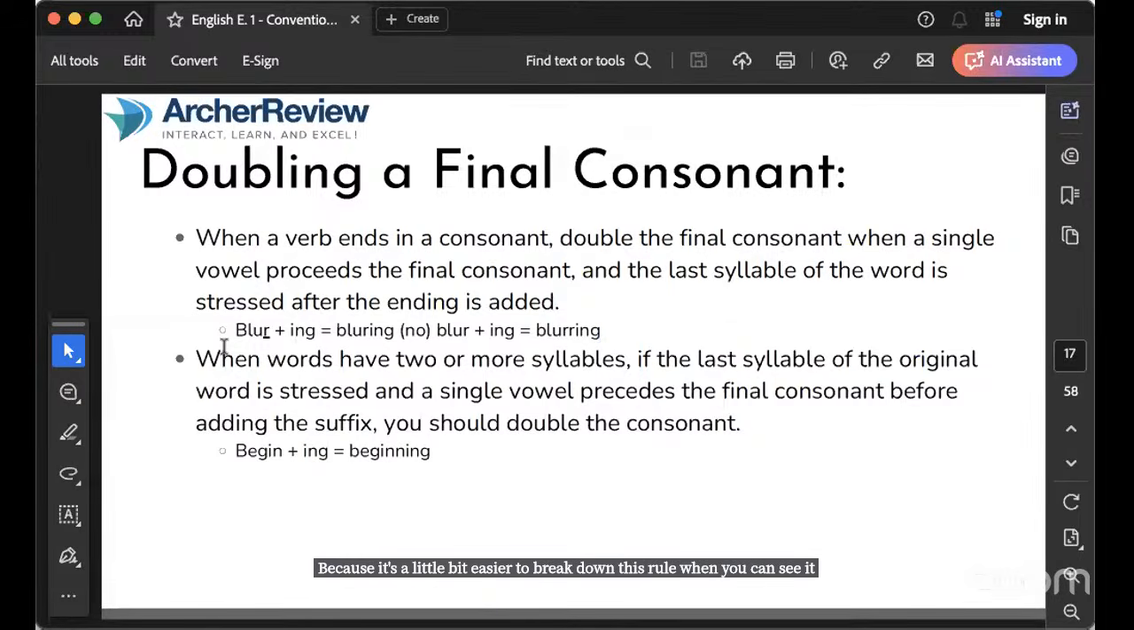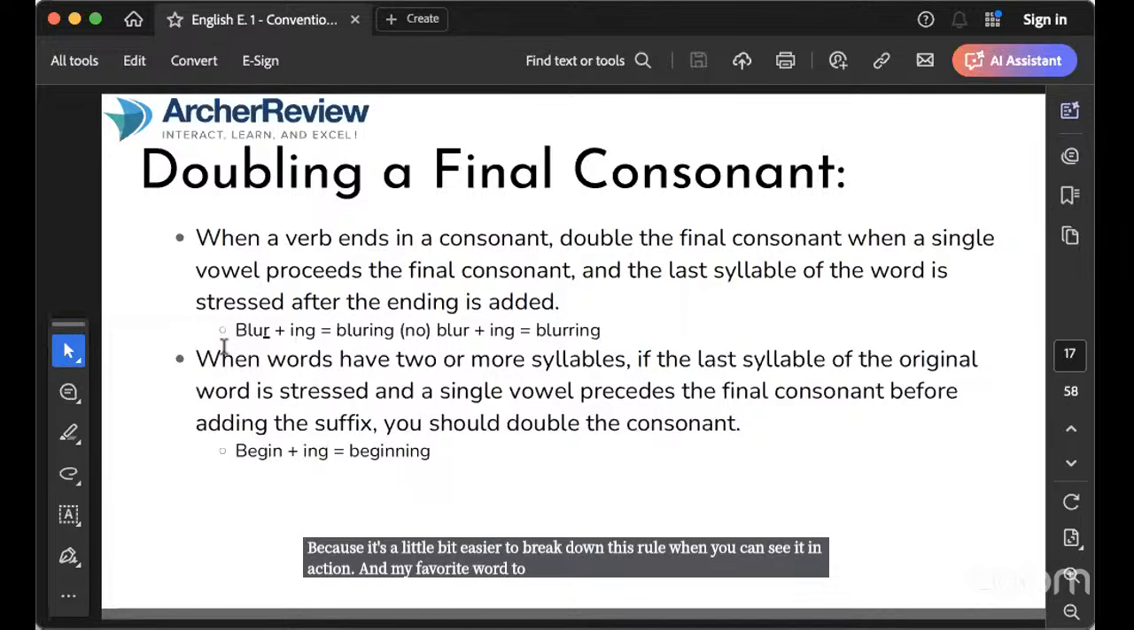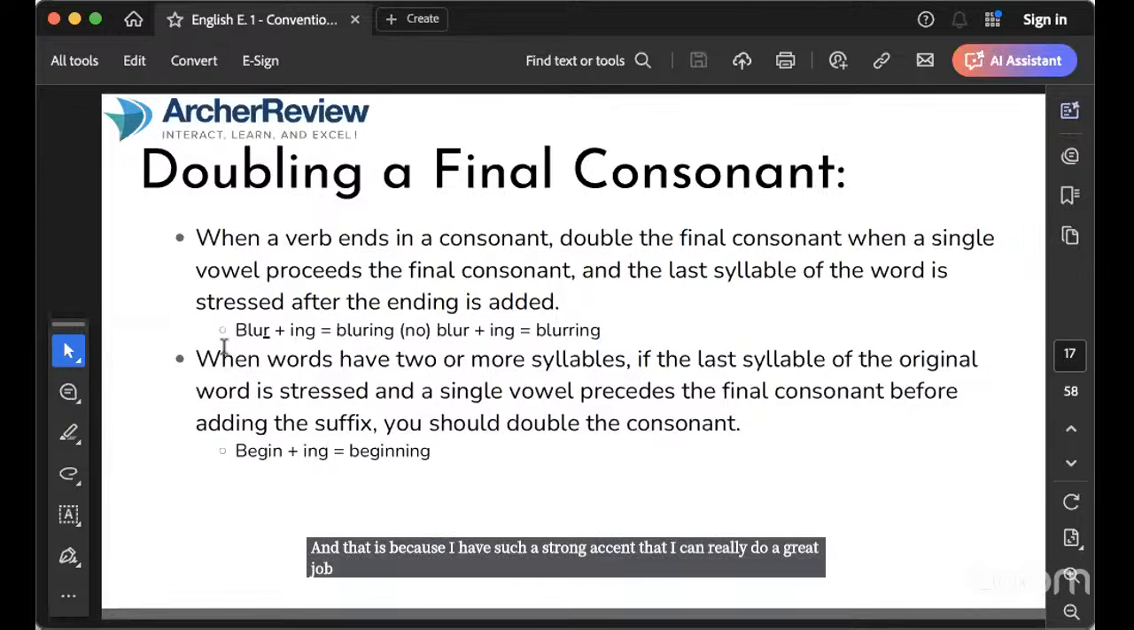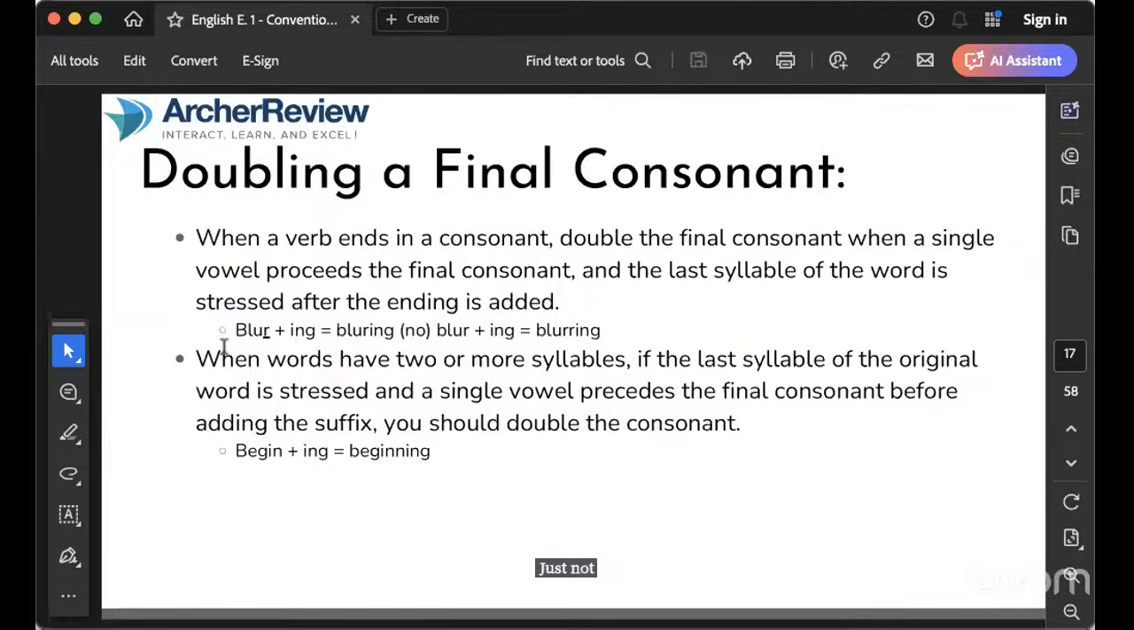And my favorite word to use is blur. That is because I have such a strong accent that I can really do a great job of stressing these letters. Just not tooting my own horn, but I'm just saying. So, blur. Hear that word? Blur. Very short. It's a very small word, but it's very powerful.